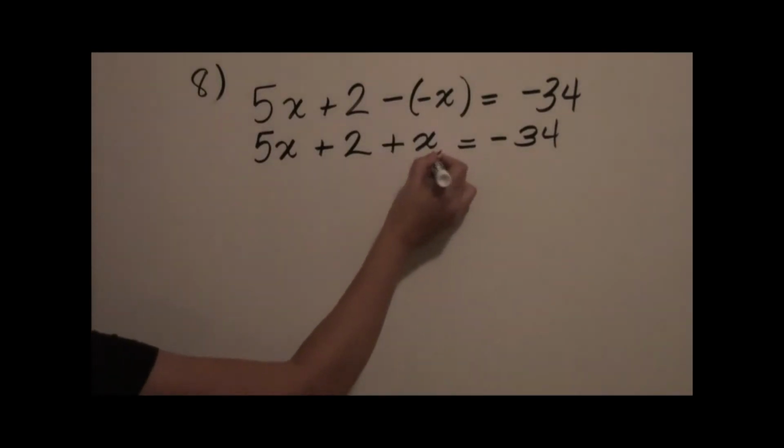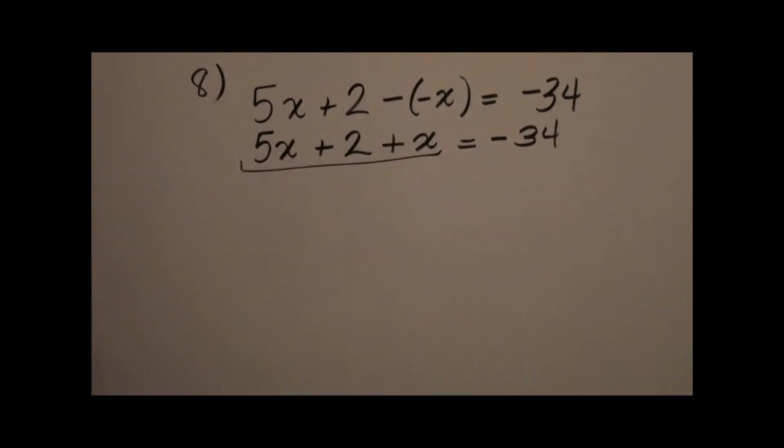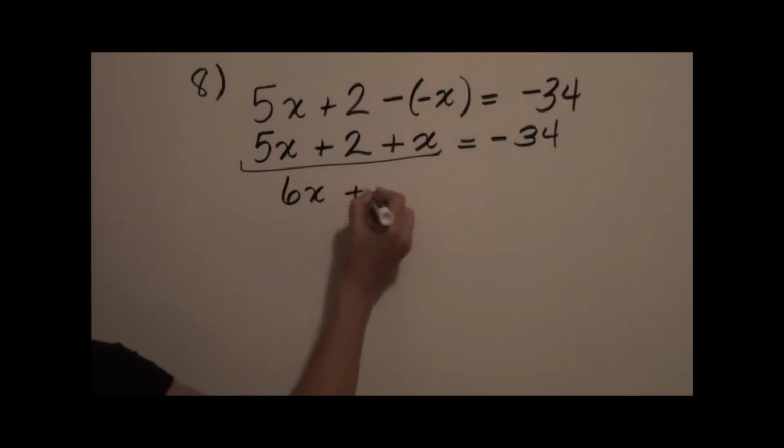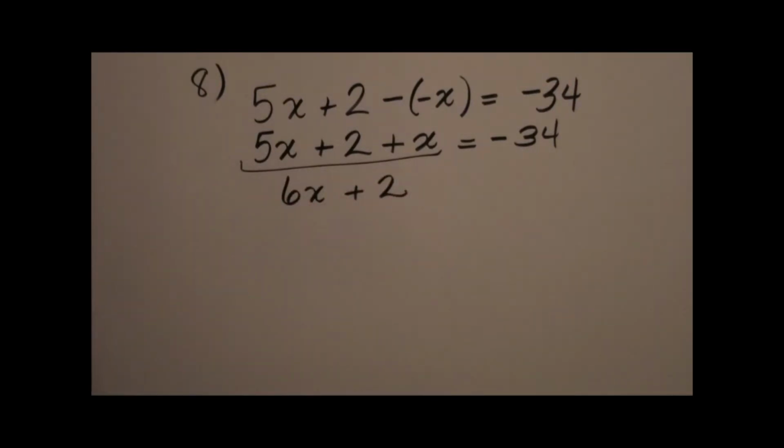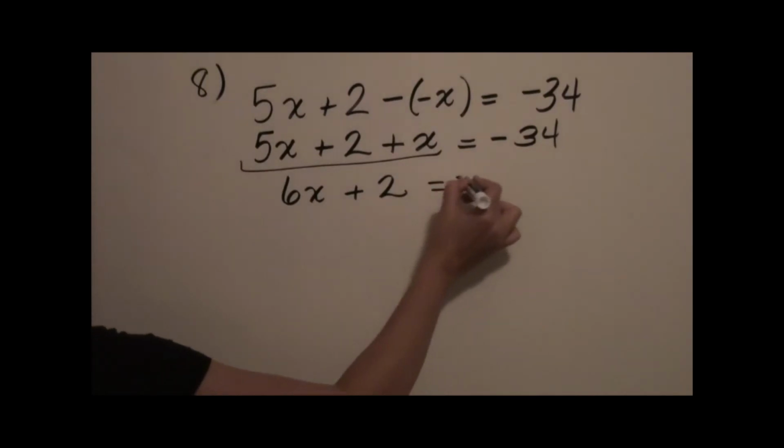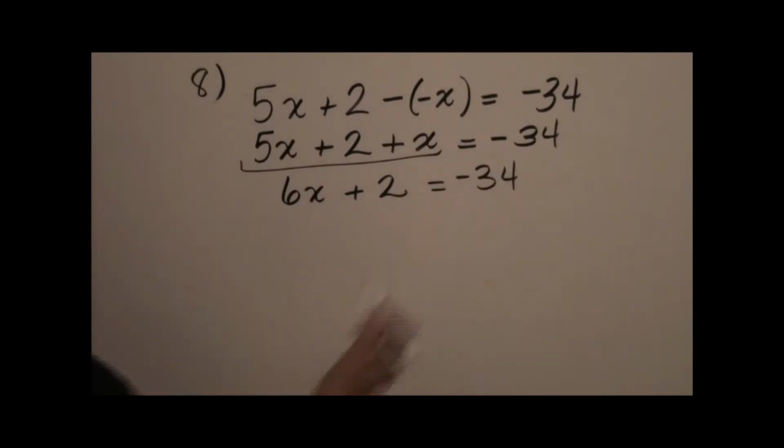I look to the left of that. I have 3 terms. 2 of those terms are like terms. 5x plus 1x gives me 6x. I still have a plus 2 on that side, and on the right side I still have my negative 34.